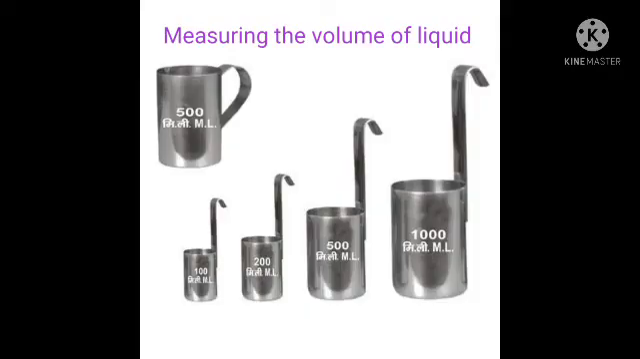Now let us see how to measure the volume of liquids. What is volume? The volume of an object is nothing but the space occupied by an object. For example, in your home you will have a table. The table occupies some space and the space occupied by the table is called here the volume of the object.